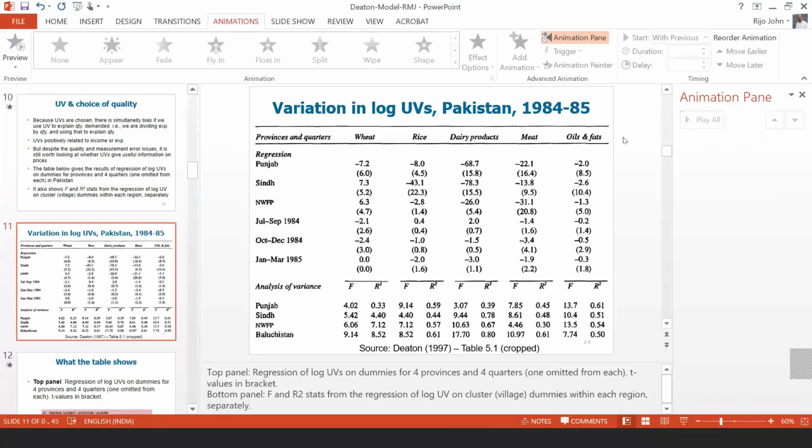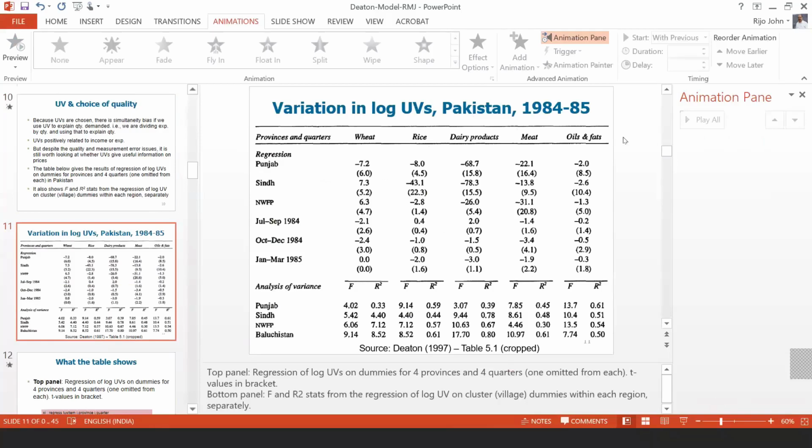Season one is omitted, as you can see, it's a dummy variable, and there were four regions, and one is omitted. So the top panel is what I'm talking about. You leave the bottom panel aside, that's a different exercise. The top panel shows the unit values for different products like wheat, rice, dairy products, meat, oils, and fats.